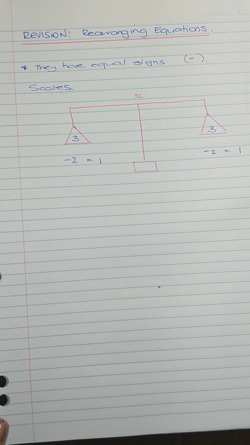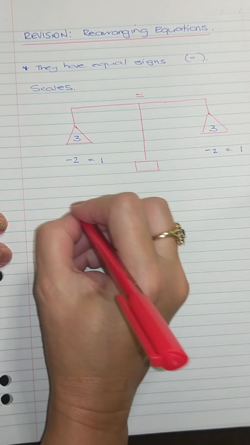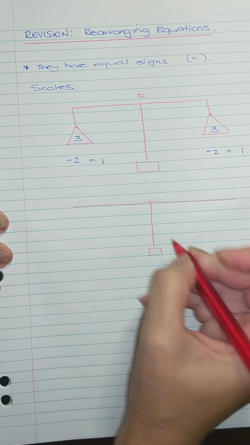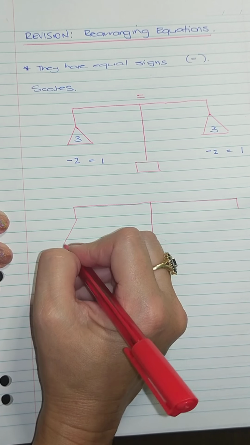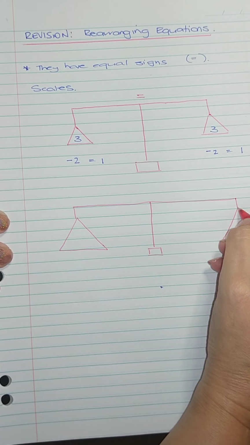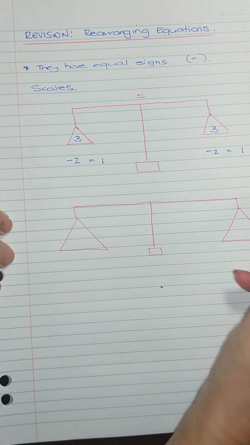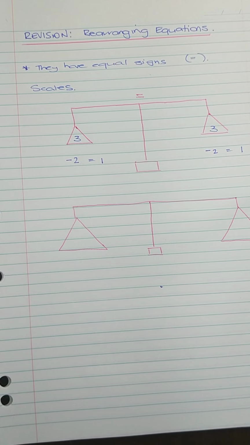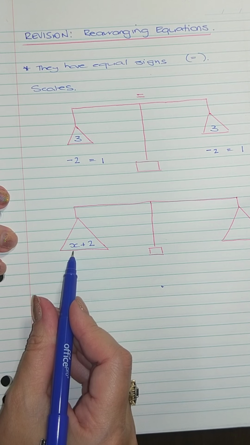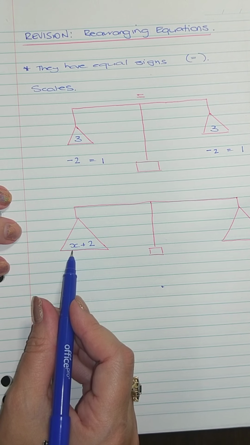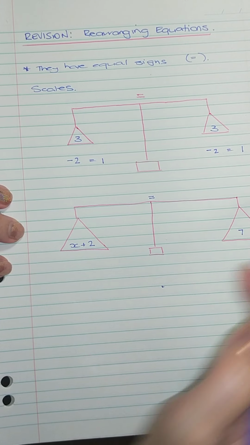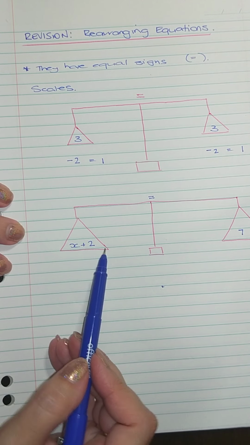So let's look at something that's a bit more complicated. I am going to just redraw my scales here, just roughly. Make my triangles a little bit bigger because I've got to put some more information in them this time. All right. Let's say that on this side of the scales we have a number plus 2. Now we don't know what this number is, so we're going to call it x. Okay, that's what algebra is all about. And then we're going to say that it's going to be equal to 7. So something plus 2 equals 7.